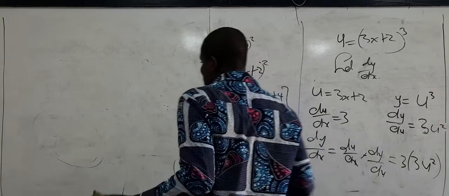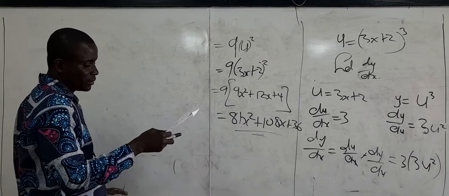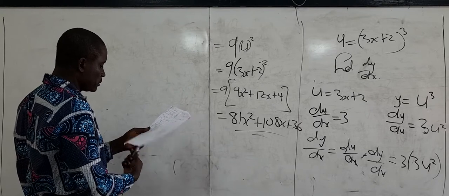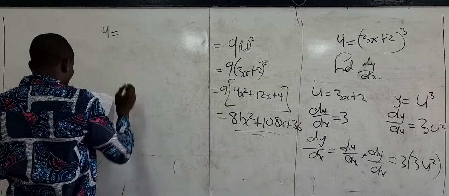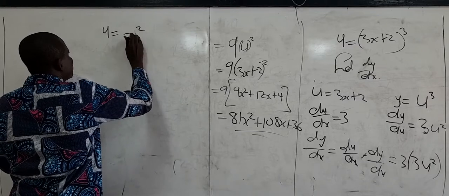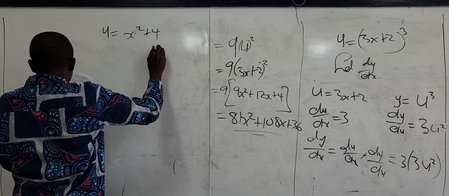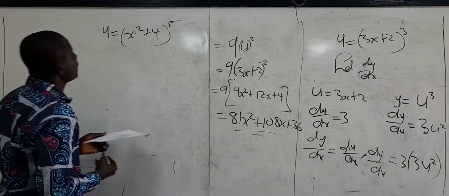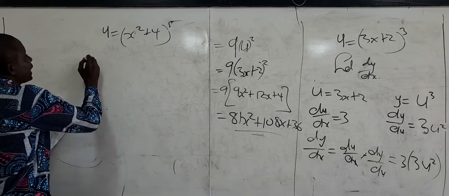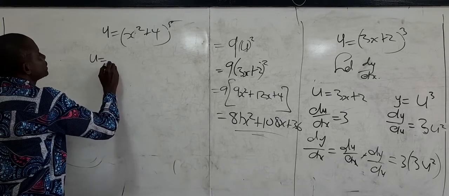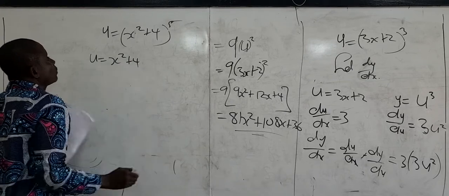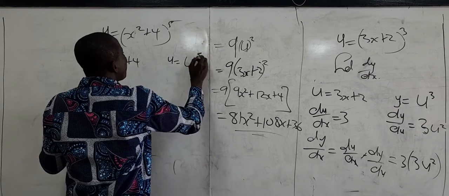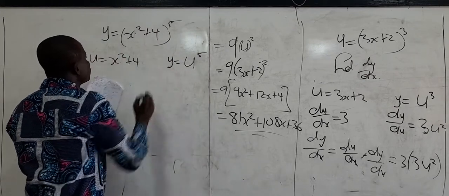Now let's look at another one. We are talking about the function of a function. So let's see this one. If I have y is equal to x squared plus 4 raised to power 5, and we are finding dy/dx. What did I say? I said that we let u is equal to what? x squared plus 4. If I put u is equal to x squared plus 4, it means y is now what? u to the power 5.